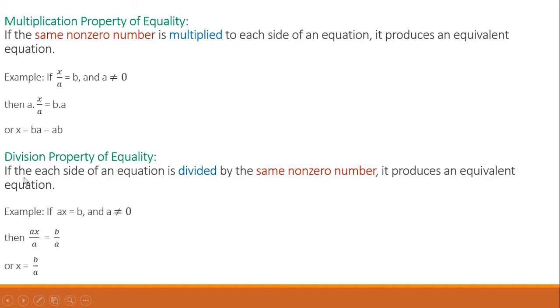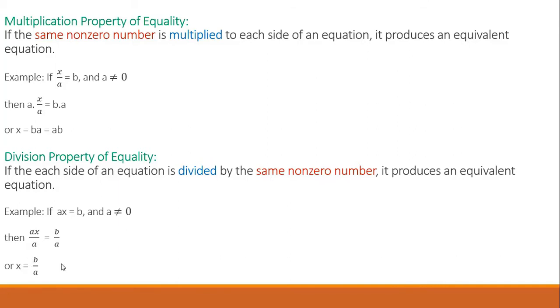Division property of equality. If each side of an equation is divided by the same non-zero number, it produces an equivalent equation. Example, if ax equals b and a not equal to 0, then we can divide both sides by a, which is ax by a equals b by a. So here a and a cancel out, so we can write x equals b by a.